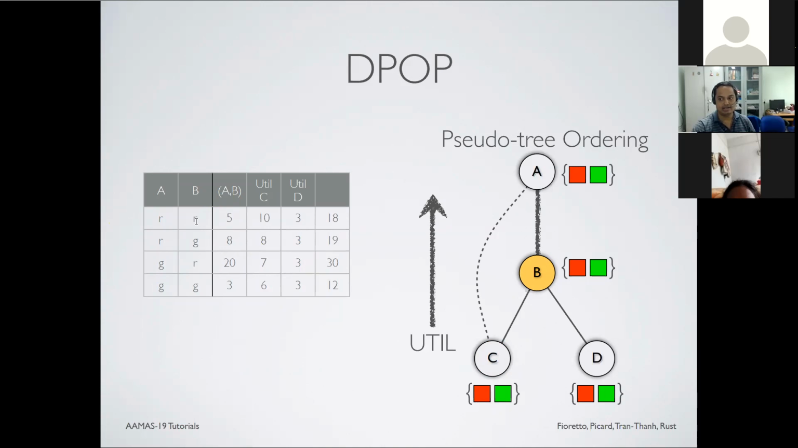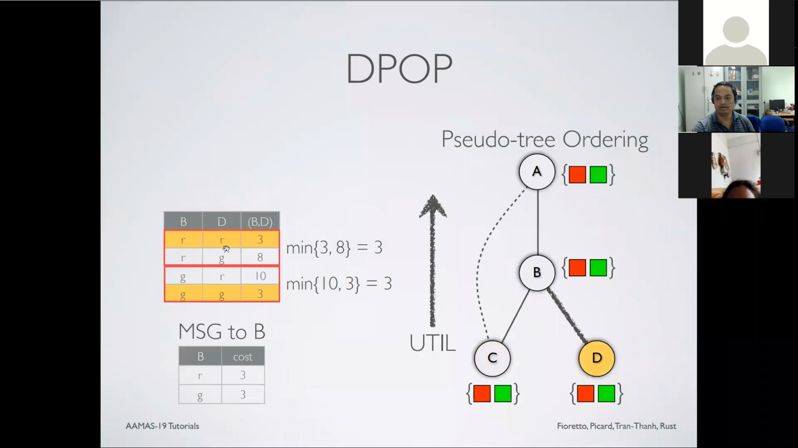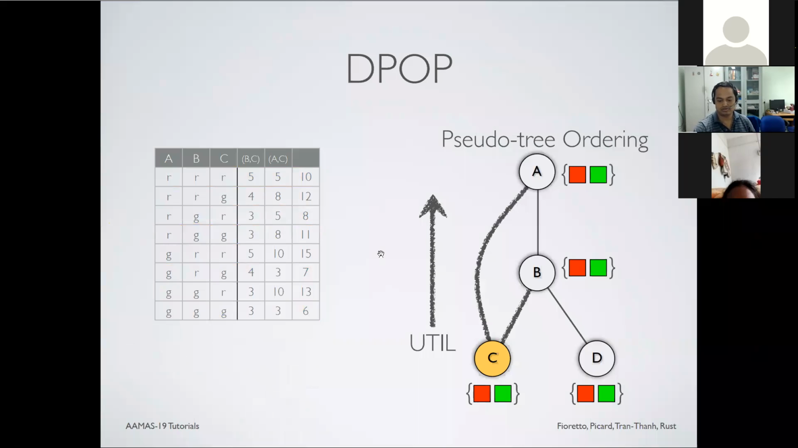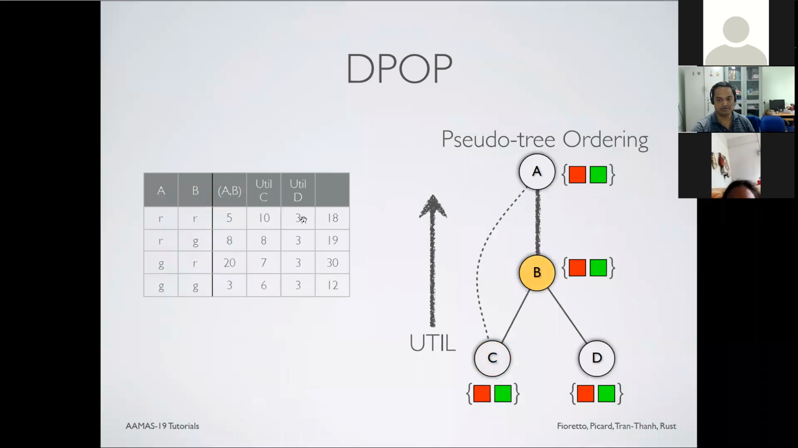If AB is red, take the minimum value for D. Sorry. Minimum value for D is 3. So 3. In the same way, for RG, take the value of AB from the table and the minimum utilities of C and minimum utilities of D, 19. In this way, you complete the table.